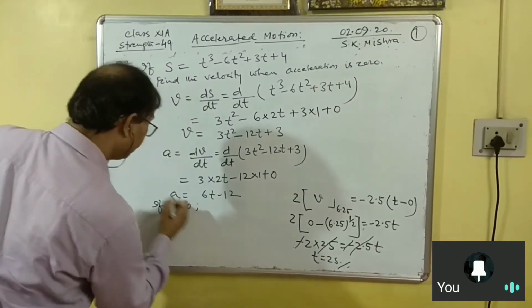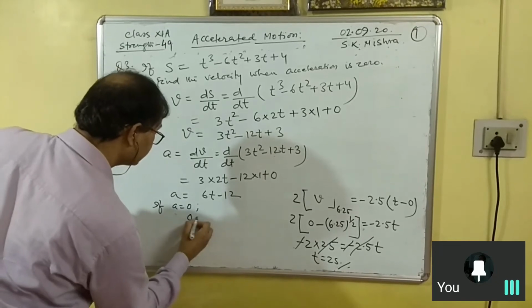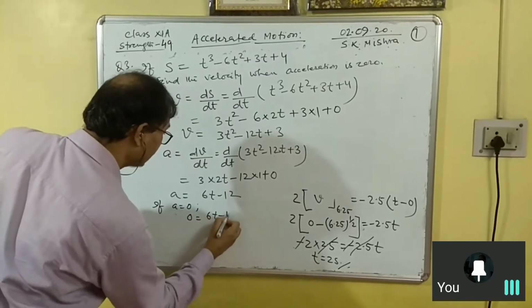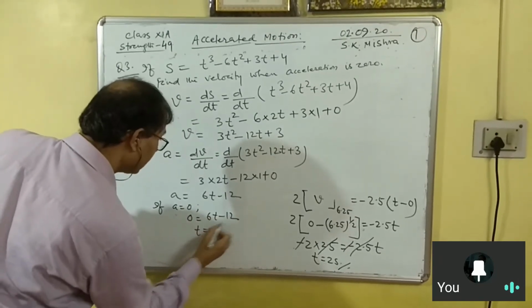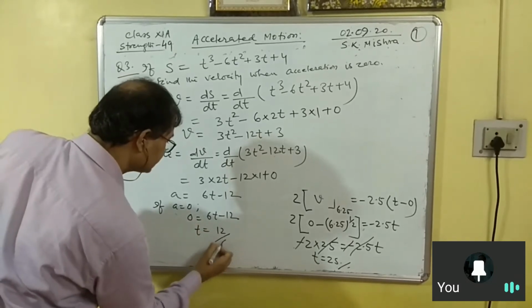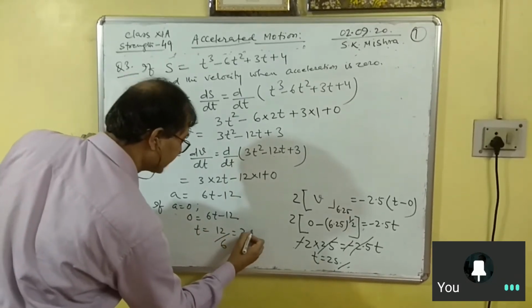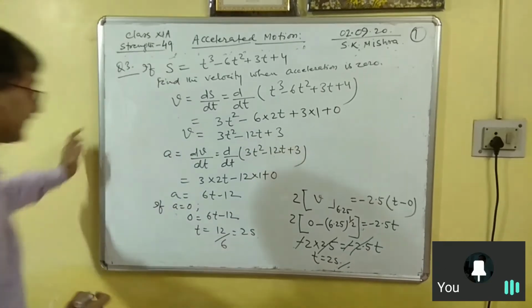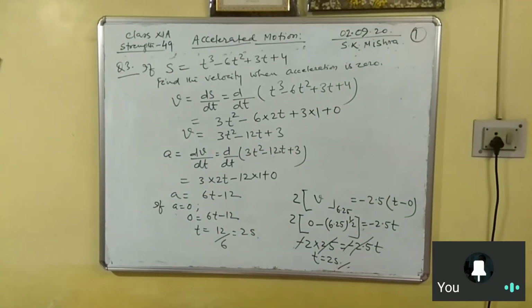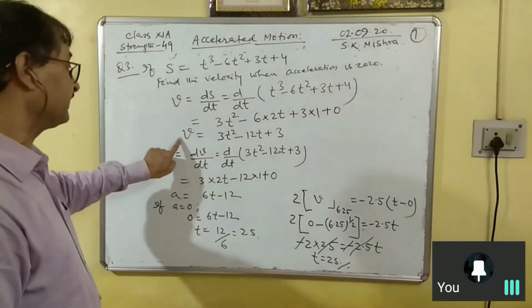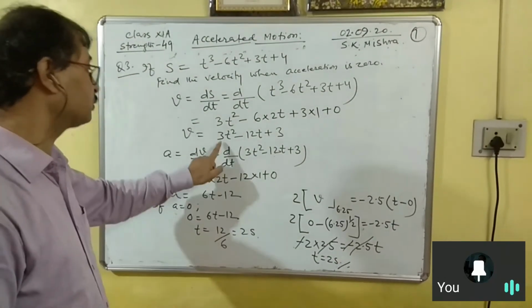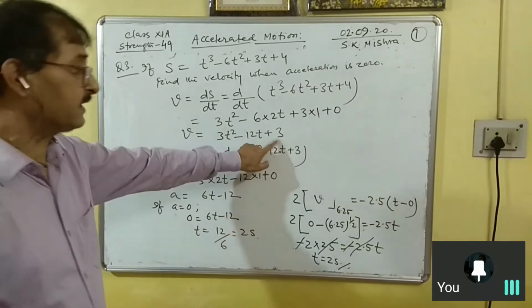So if you put a = 0, then 0 is equal to 16 minus 12t. So t is equal to how much? 12 by 6. So this is 2 seconds. So after 2 seconds, its acceleration will be 0. Now you have to find the velocity. So then put t is equal to 2 seconds here. You will get the velocity.